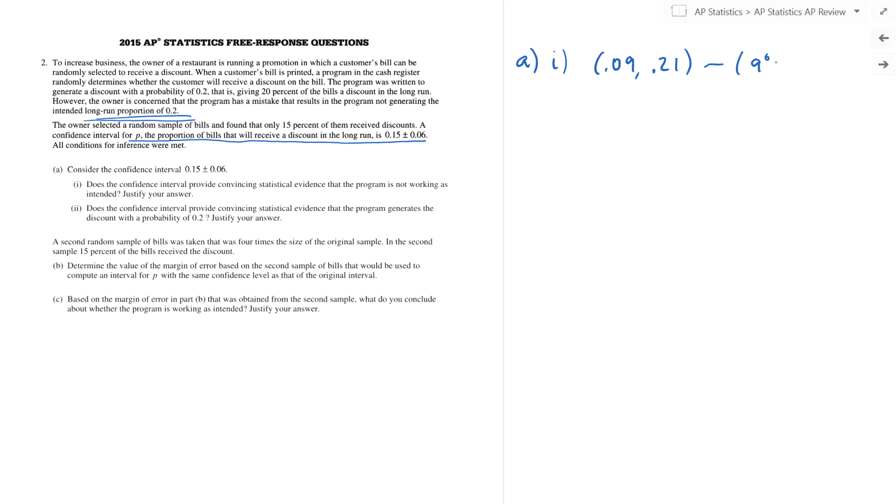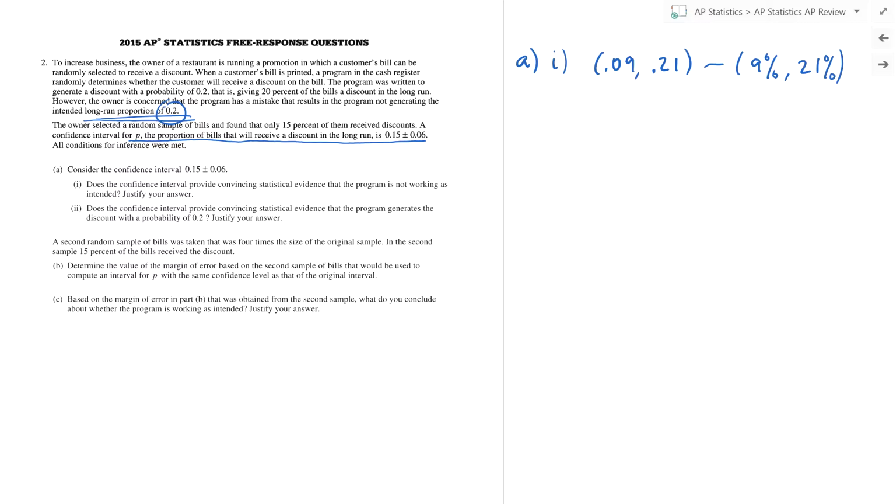Or for you percentage kind of people, that's the same thing as 9% or 21%. Okay, 9%, 21%. And he wants to know about 20%. So, does the confidence interval provide convincing statistical evidence that the program is not working as intended?